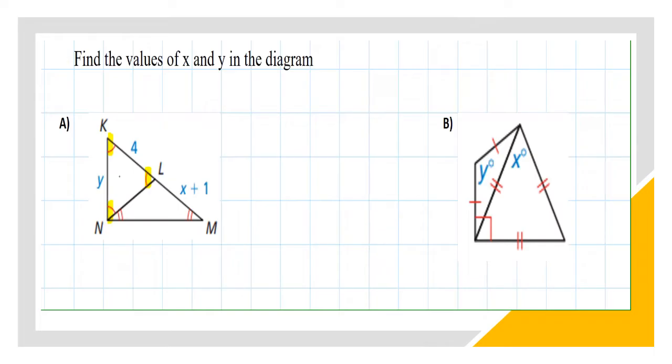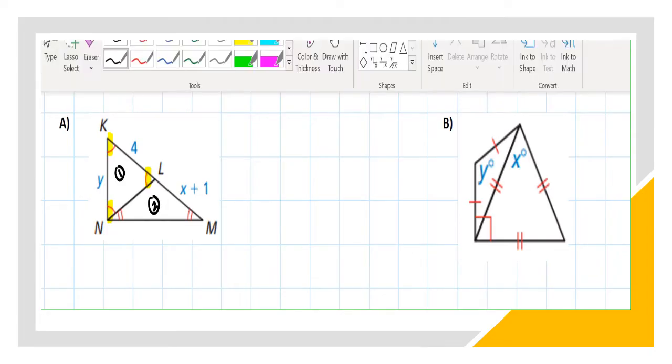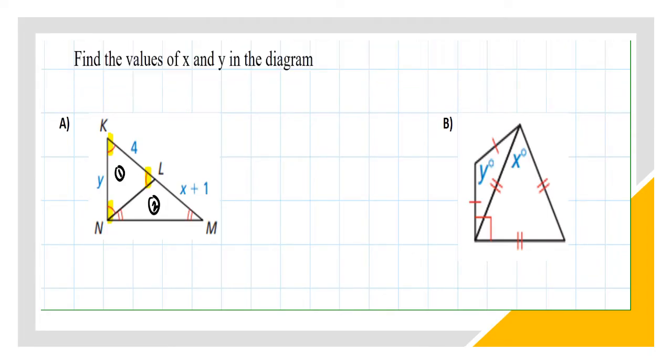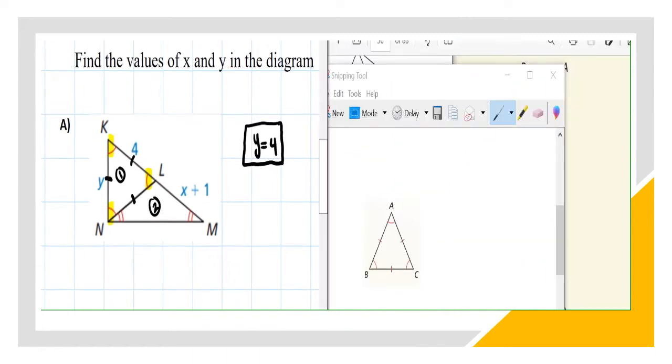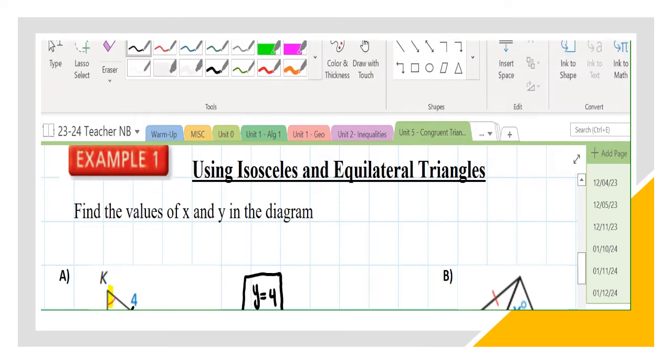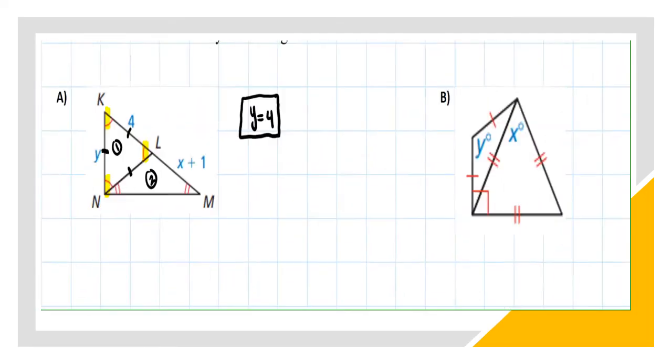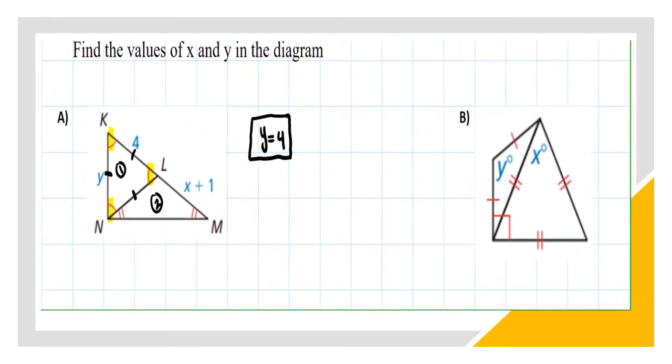Okay, so we have two triangles here. I like to label them triangle 1 and 2, and I always start with the one that gives me more information. In this case, triangle 1 gives me more information. I know that all three angles are congruent, which means it's an equilateral triangle. And if it's an equilateral triangle, then all the sides are also congruent. Since we know that one side is 4, that means y would need to be 4 as well.